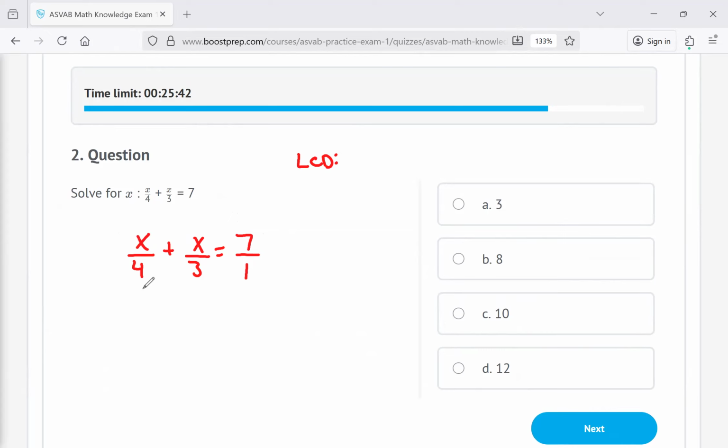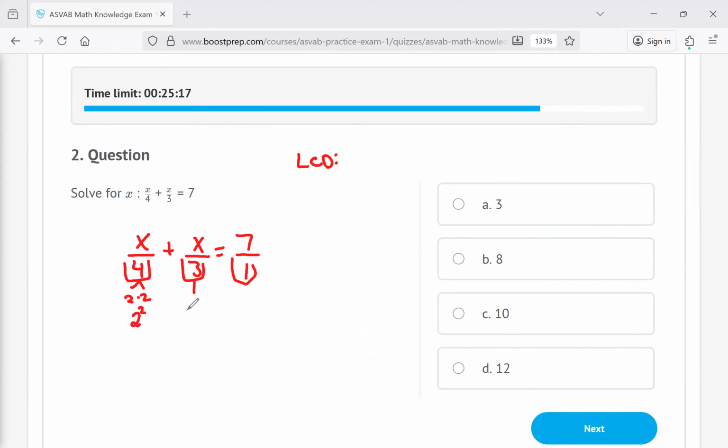Well, it can be a little bit tricky. Did you know the LCD? So you look at the numbers on the bottom to find your LCD. You have a 4, a 3, and a 1. Make sure it's in the most prime form. So 4 is not in the most prime form. 4 can be broken down as 2 and 2. That's the same thing as 2 squared.